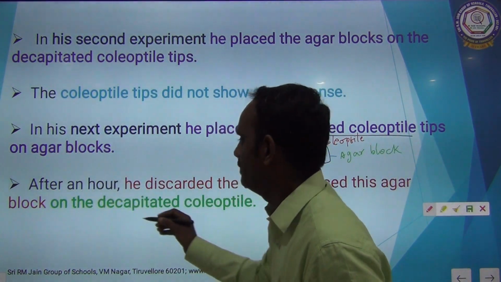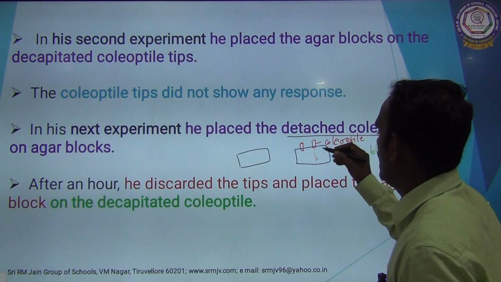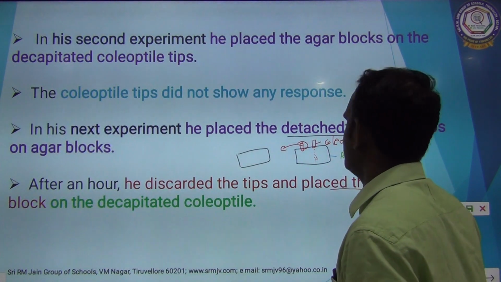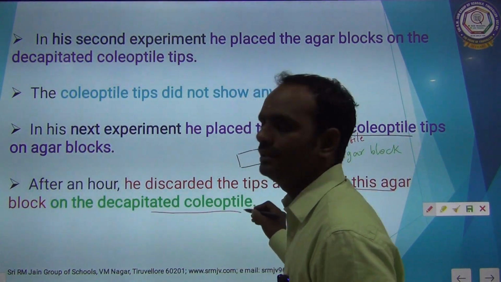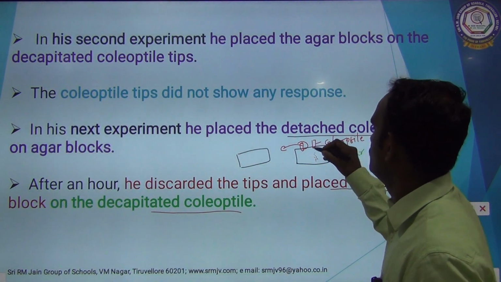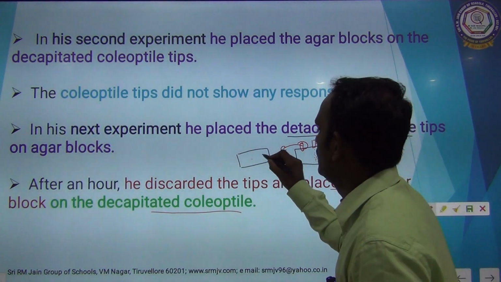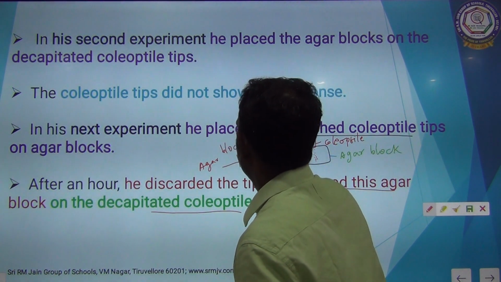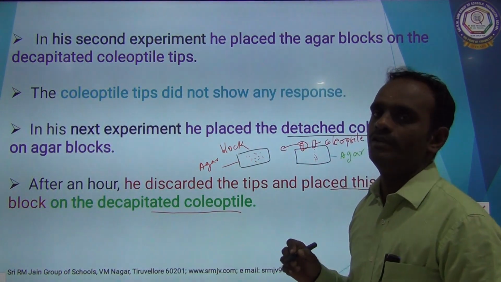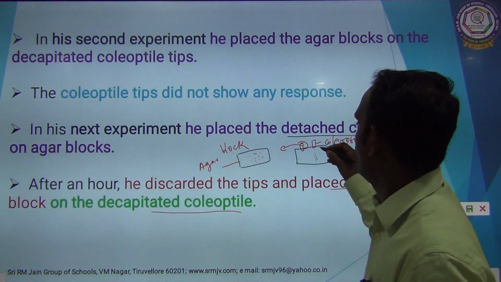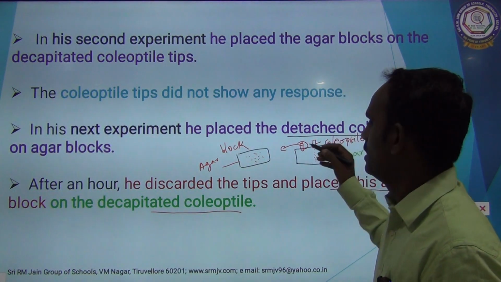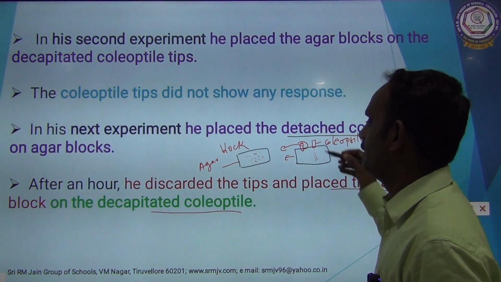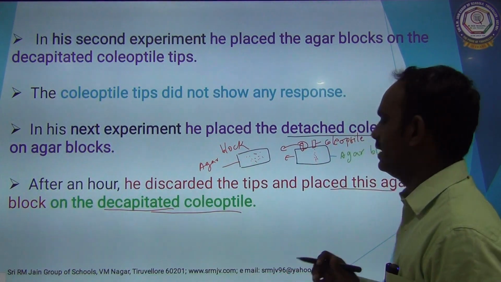See here, after an hour he discarded the tip, removed the tip, and placed this agar block on the decapitated coleoptile. Now the agar block has some substance, some influence, which is present. He placed this agar block on the decapitated coleoptile.